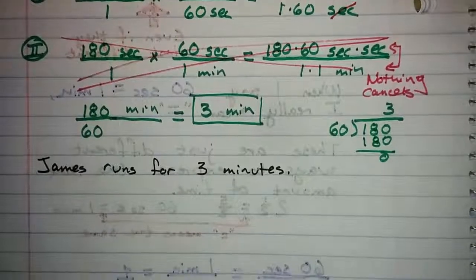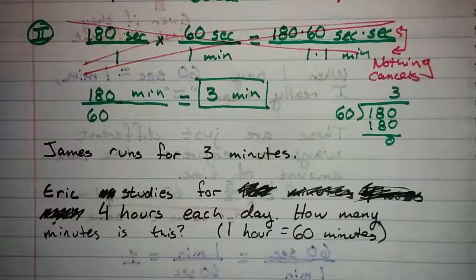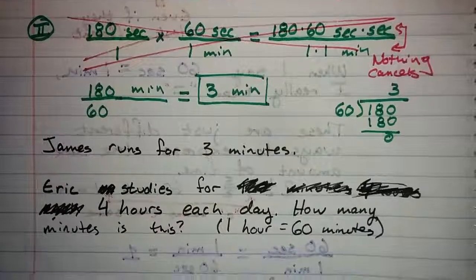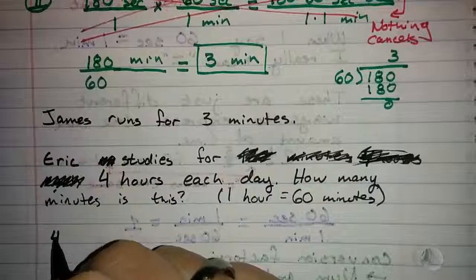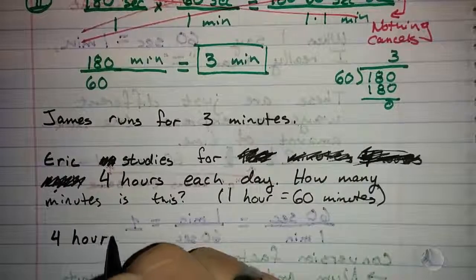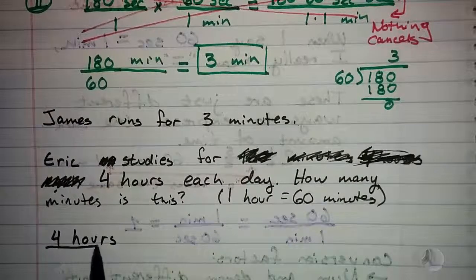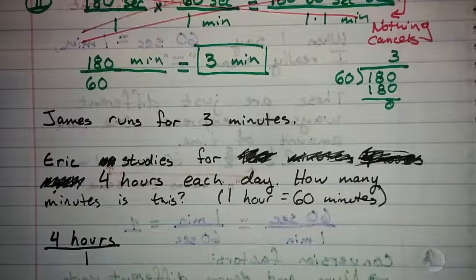I'm going to have you try one of these. Eric studies for 4 hours each day. How many minutes is this? Notice 1 hour equals 60 minutes. Pause the video and try this now. So, we have 4 hours, which we're going to write as 4 hours over 1, because we're about to do fraction arithmetic to it.